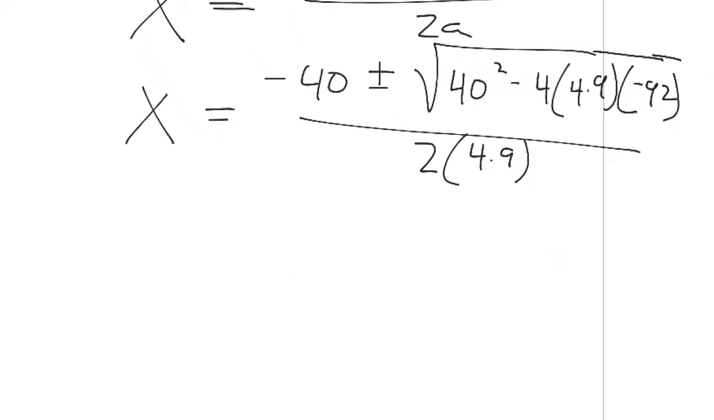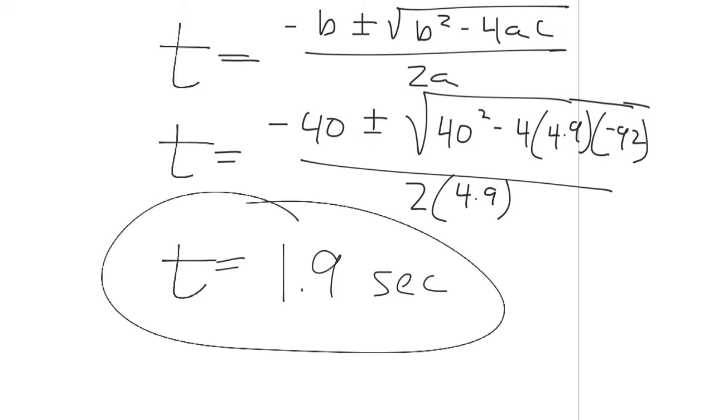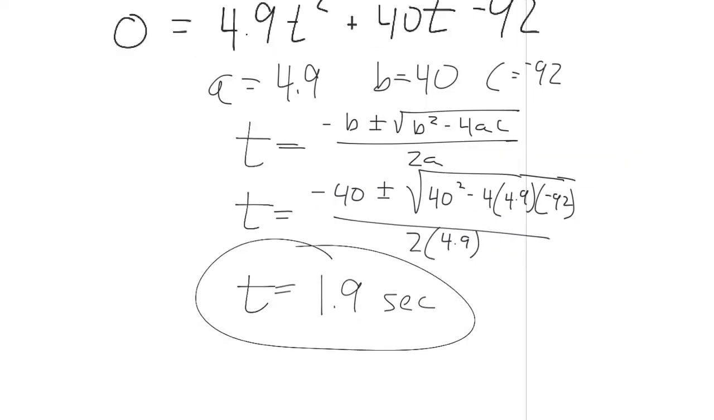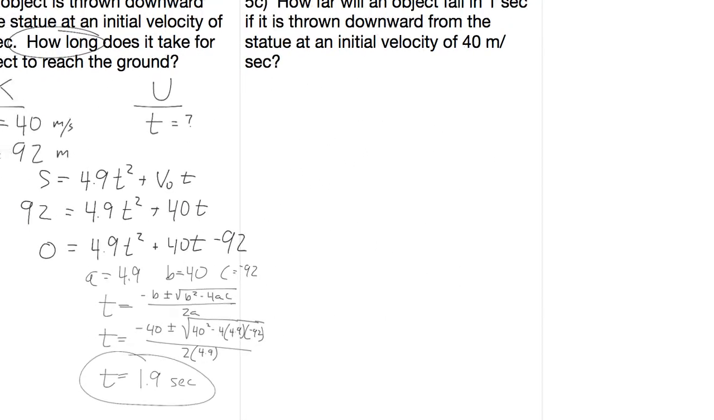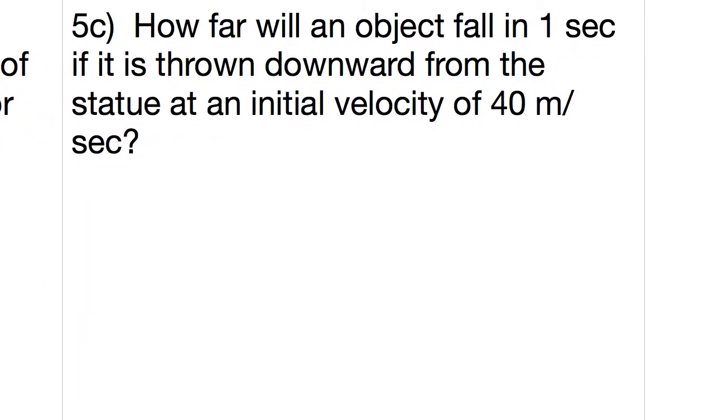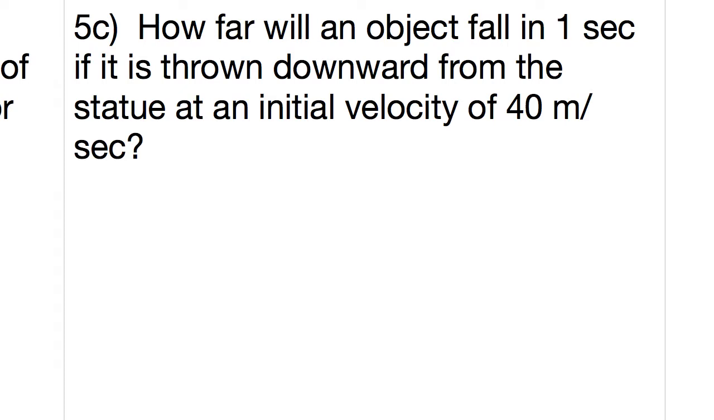Now, you could put this immediately into a calculator. Depending on your calculator, it might be easy and it might be beneficial enough to calculate the discriminant first. But in any case, you get 1.9 seconds if you're using the plus of the plus or minus. If you use the negative 40 minus the square root, then you'll get another answer, which mathematically will make sense, but it'll be negative, and so therefore we just want to discount it.